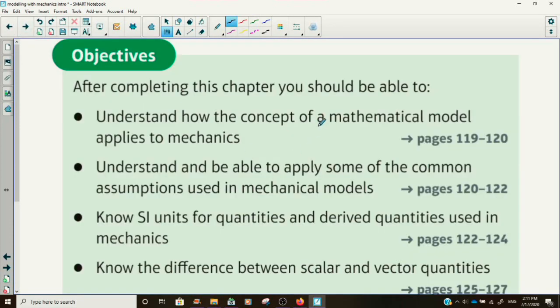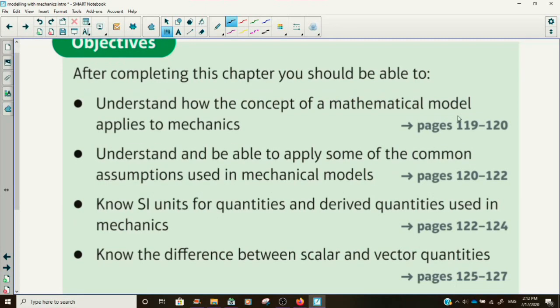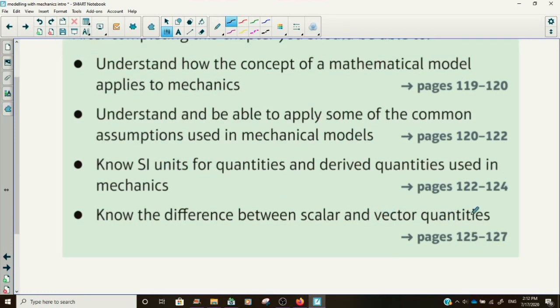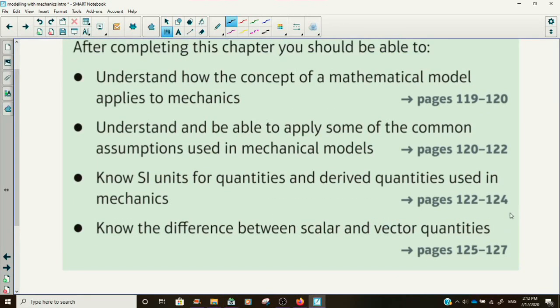So we're going to start off by looking at mathematical models. Just a brief outline of what a mathematical model is and how we can apply it in mechanics. We'll be looking at modelling assumptions and how we can refine our modelling assumptions to improve our models, and looking at SI units, the standard units that you need to work in when you're answering questions in mechanics, and also a little bit on vectors as well. Okay.